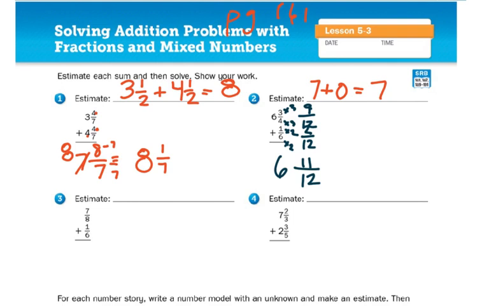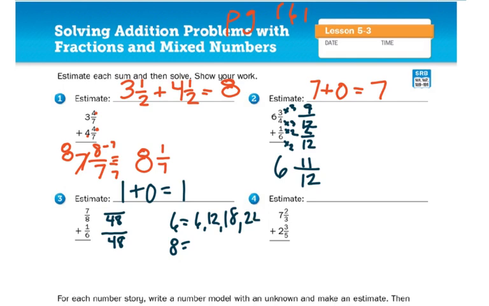Number 3, 7/8 is pretty close to 1 whole, and 1/6 is pretty close to 0. So it should be 1. It's going to be right around 1 whole. Now, this time, I'm just going to multiply the two denominators to get a common denominator. 8 times 6 is 48. It's not the smallest one. So if I wrote out those, I know that 24 is the first denominator they have in common. But this is just one way, and I'm going to use 48 for this one.